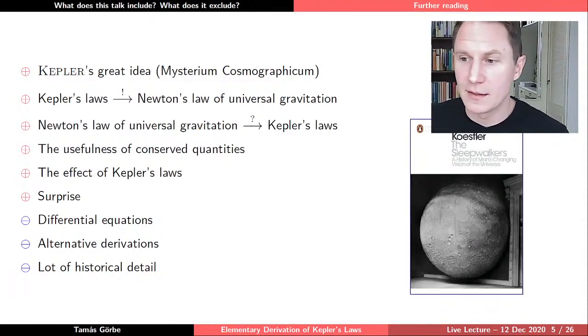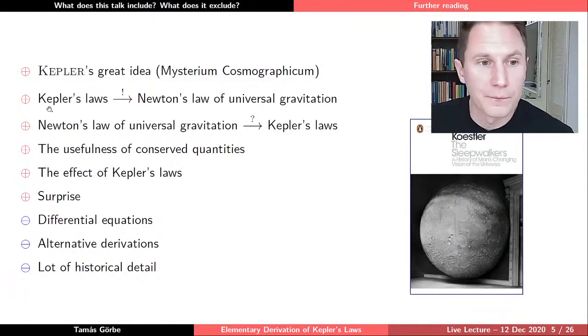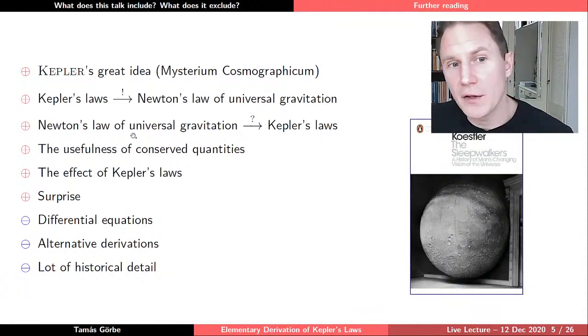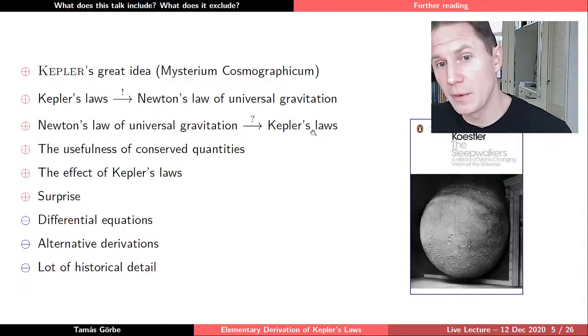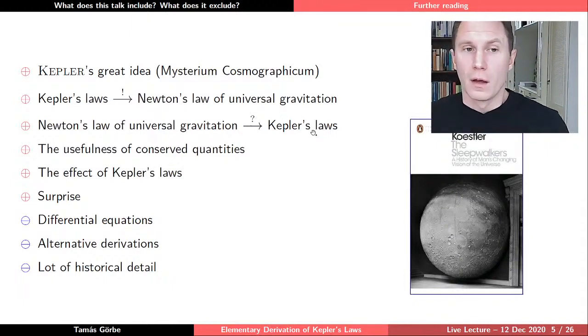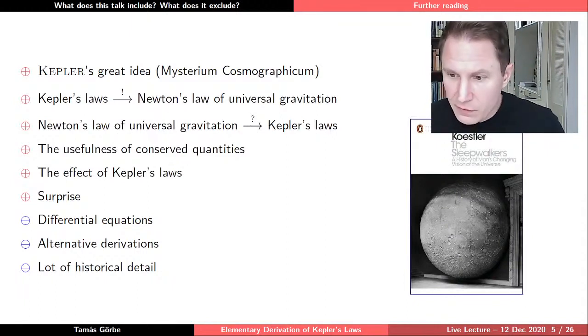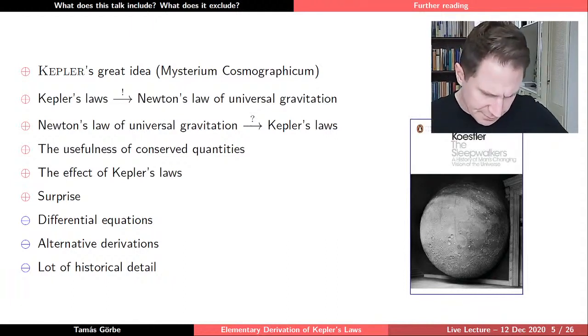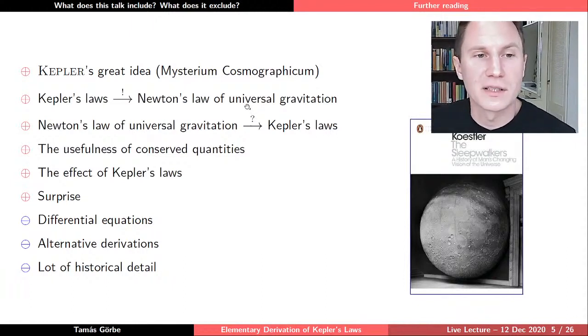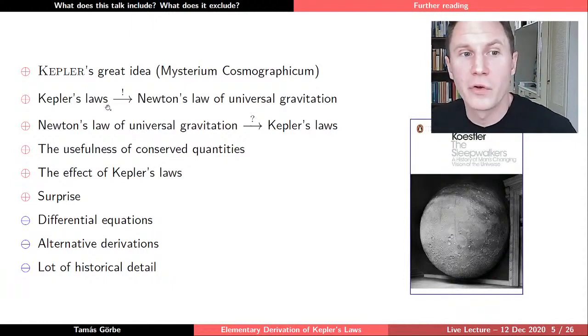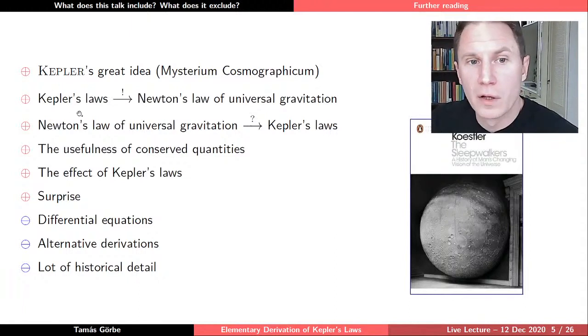Now the next task, and this is basically our main objective for this lecture, is to go the other way, use Newton's law of universal gravitation and derive Kepler's laws. So this is how science progresses. You take some things like Kepler's laws. These are empirical, observational laws. You deduce something from it, like Newton's law of gravity.